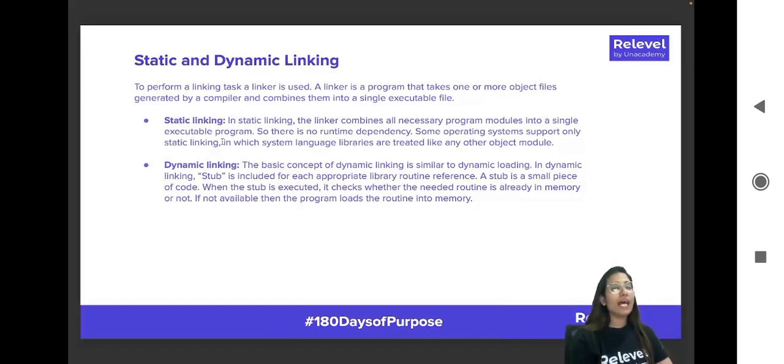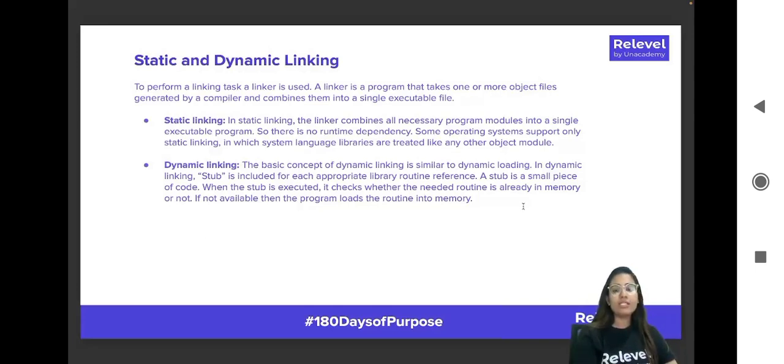But when we talk about dynamic linking, the basic concept of dynamic linking is actually very similar to dynamic loading. In dynamic linking, a stub is included for each appropriate library reference. Every dynamically linked program contains a small statically linked function that is called when the program starts. This static function maps the link library to the memory and runs the code that the function contains.